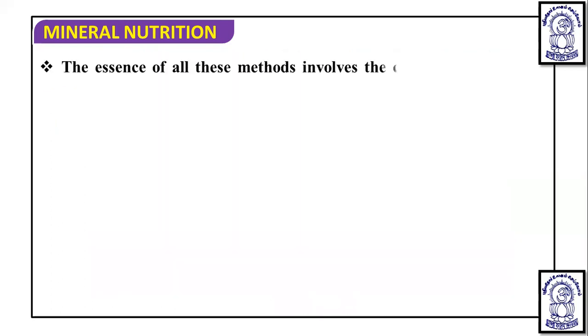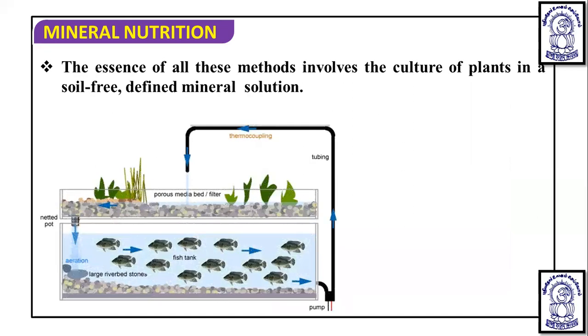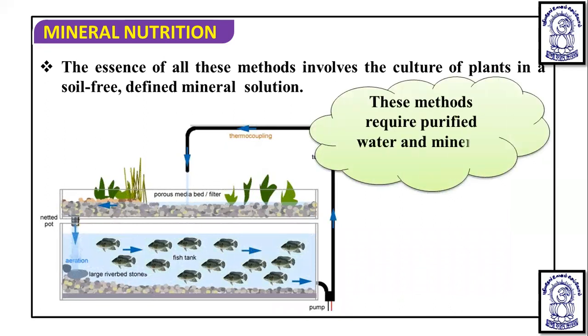Now, the essence of all these methods involves the culture of plants in a soil-free defined mineral solution, obviously, and this is one more example of hydroponics. This method requires purified water and mineral nutrient salts, and along with that there is a requirement of aeration. So the question is, why are we using purified water and mineral nutrient salts? Why are they required?